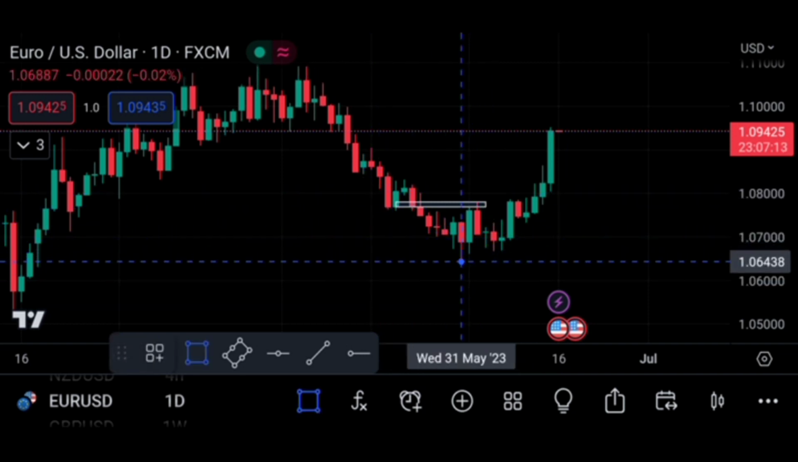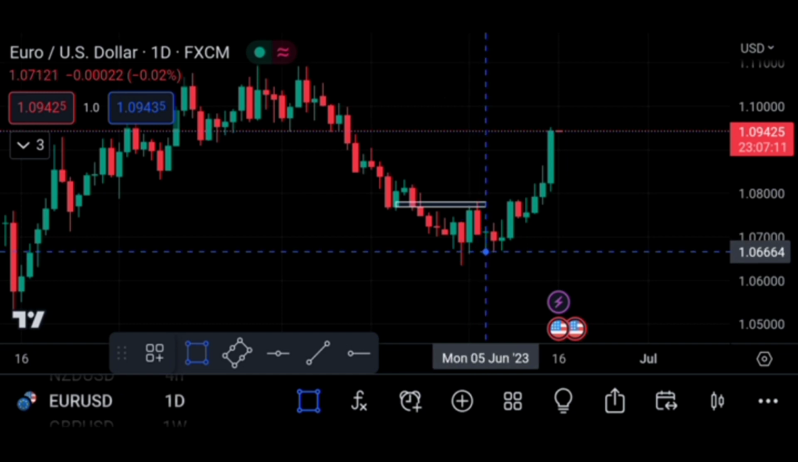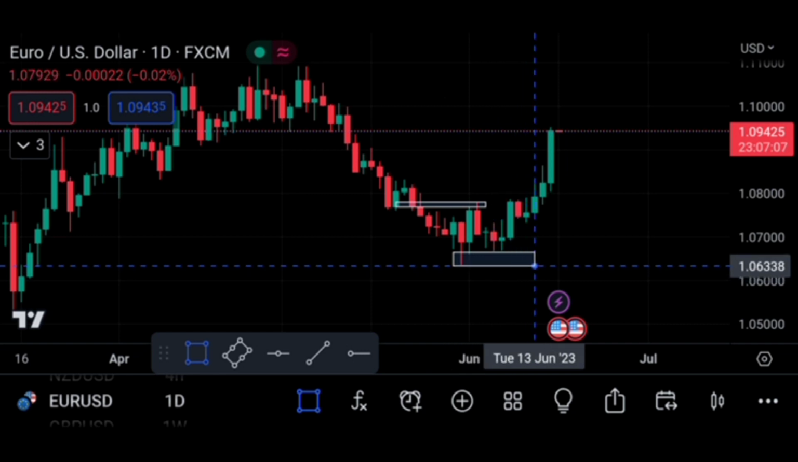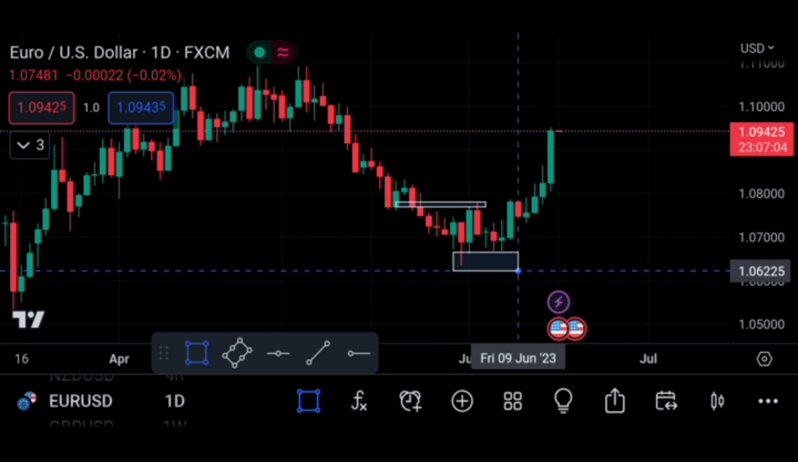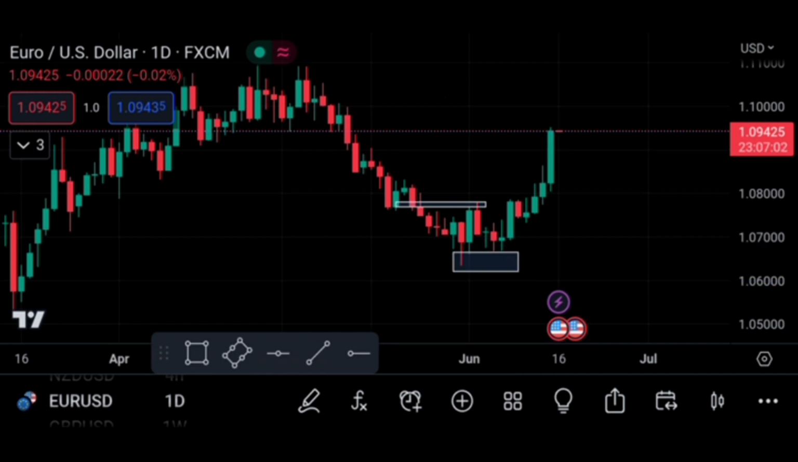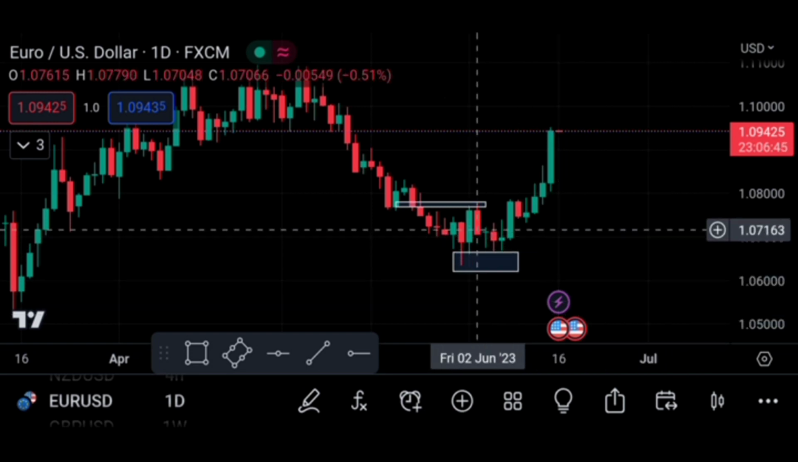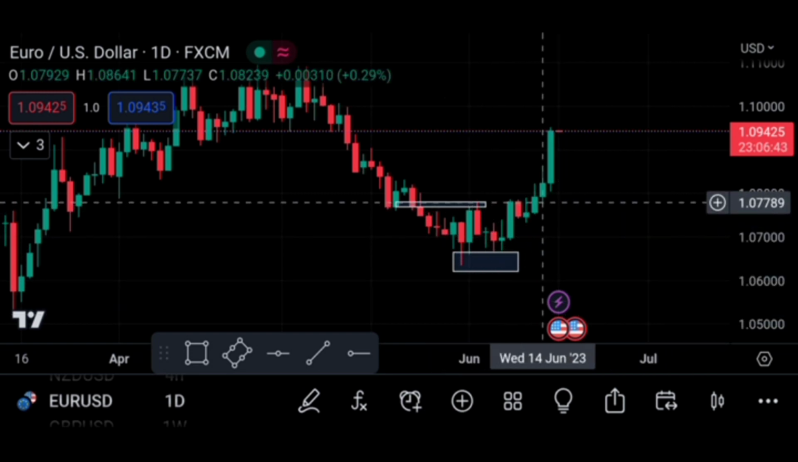A double bottom or a double top is actually a sign of reversal. Once the market fails to make a new low or a new high, it's a sign that the market might reverse. More likely, it's not just that it might reverse. So you can see that this market broke our previous lower high and started trending up.